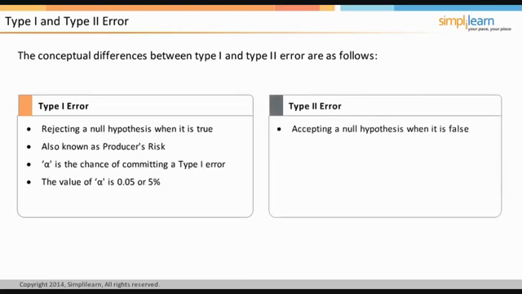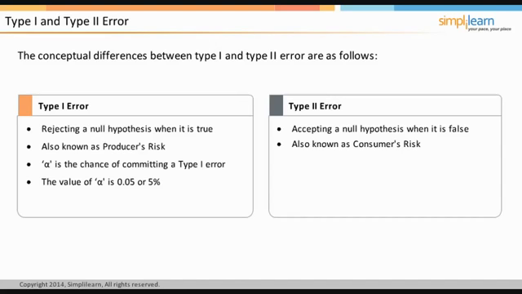Accepting a null hypothesis when it is false is called type 2 error. It is also known as consumer's risk. For example, the acceptance of a defective product by the quality analyst of an organization will cause loss to the consumer who buys it. Minimizing type 2 error requires acceptance criteria to be very strict.